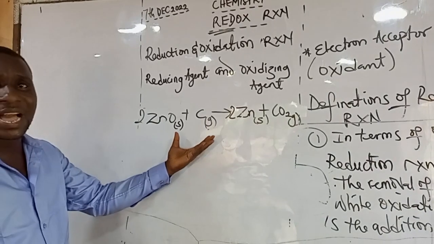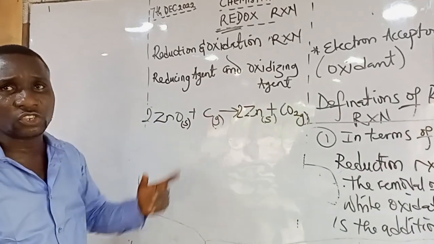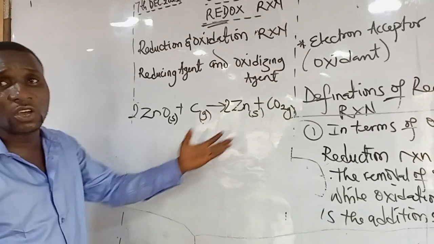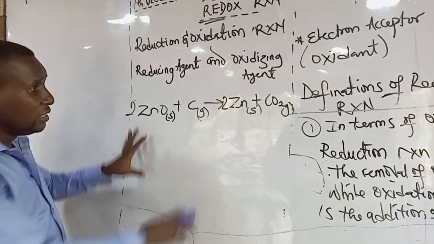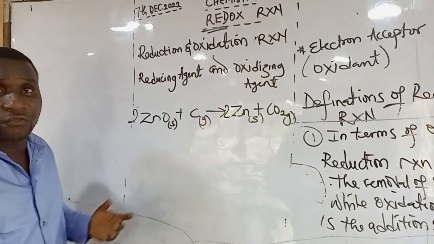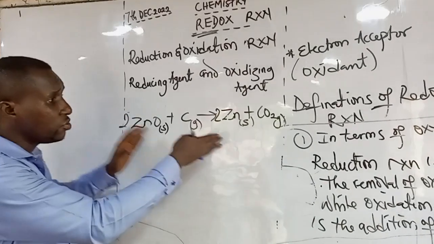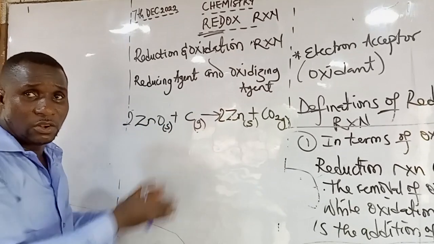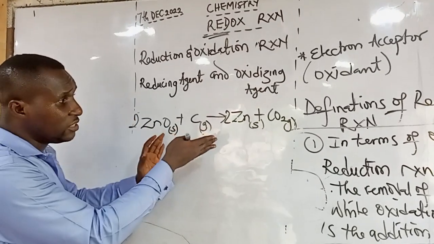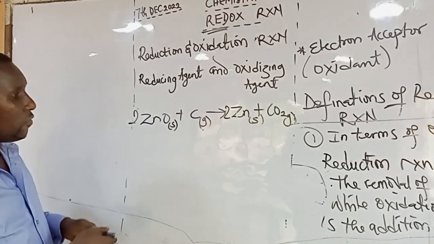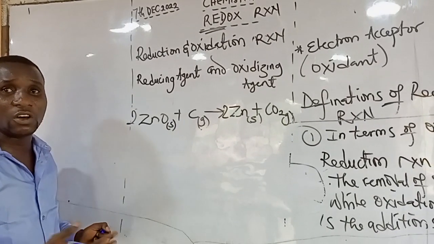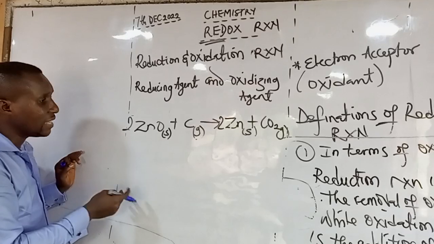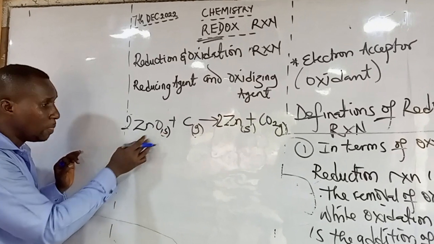In this case, we can illustrate this chemical reaction to identify the reducing agent, to identify the what? Oxidizing agent. This reaction is an example of a redox reaction because both reduction and oxidation reactions are occurring simultaneously. It's a redox reaction. For you to identify the reducing and oxidizing agent, look at the zinc at the reactant. The zinc at this position is what?